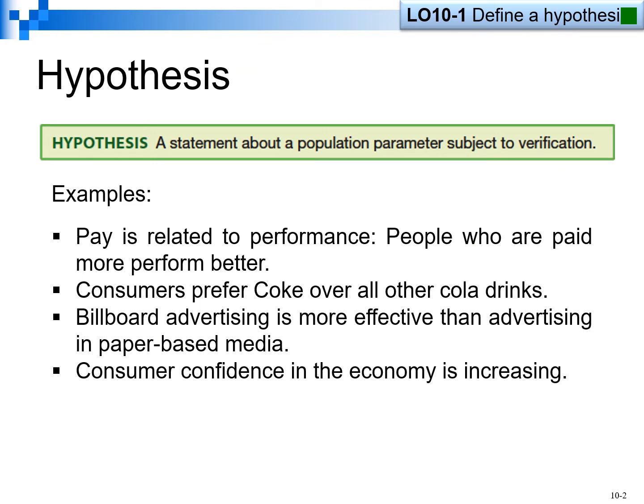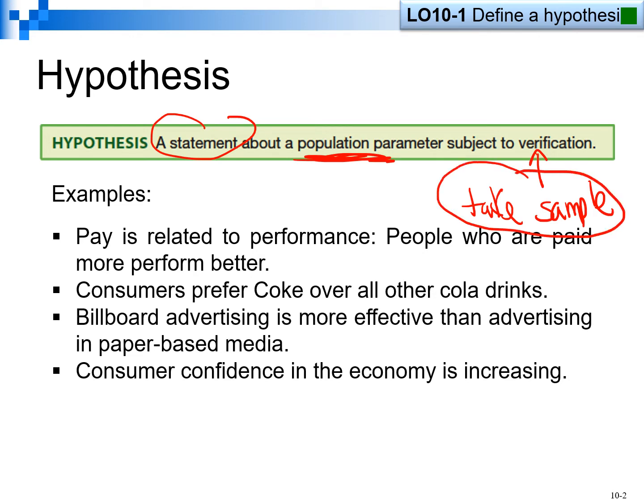So first things first, a hypothesis is basically some sort of statement about a population parameter that's subject to verification. That verification is where we're going to be taking a sample, and the sample will be given in the problems. Then we're going to look at that sample, study it, and make a conclusion about that population. Some examples are given down below.